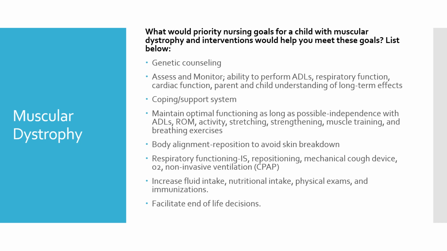Increased fluid intake, nutritional intake, physical exams, and immunization. So all of those, especially immunizations, because as the disease develops and progresses, the patient will be on steroids, so the patient will need to keep up with immunizations and limit sick contacts especially. Facilitate end-of-life decisions. Again, like I said before, this is a progressive disease. The child is not going to improve. The child is only going to get worse as the years go by. So providing the family and patient with end-of-life decision making.